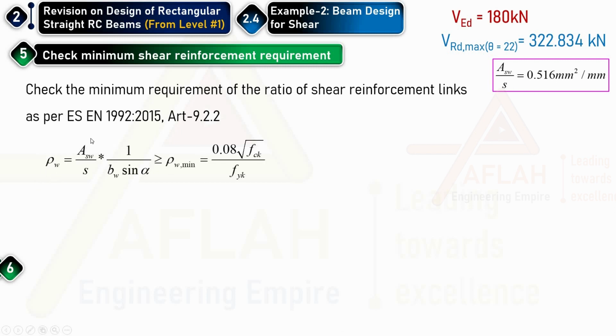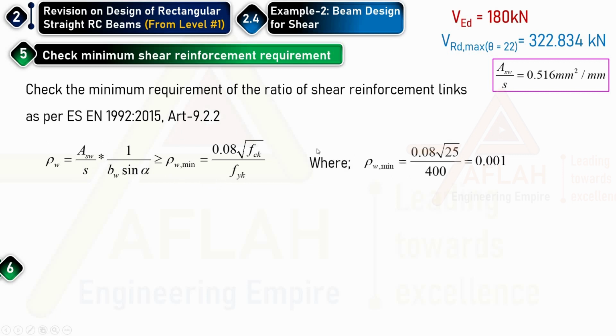This is rho equals this by this divided by this. This must be greater than or equal to this. So at minimum, rho will be equal to rho minimum, okay? At minimum, let me calculate this one and take this and equate it with this one to calculate how much ASW by S is required. Now let me deal with this one.